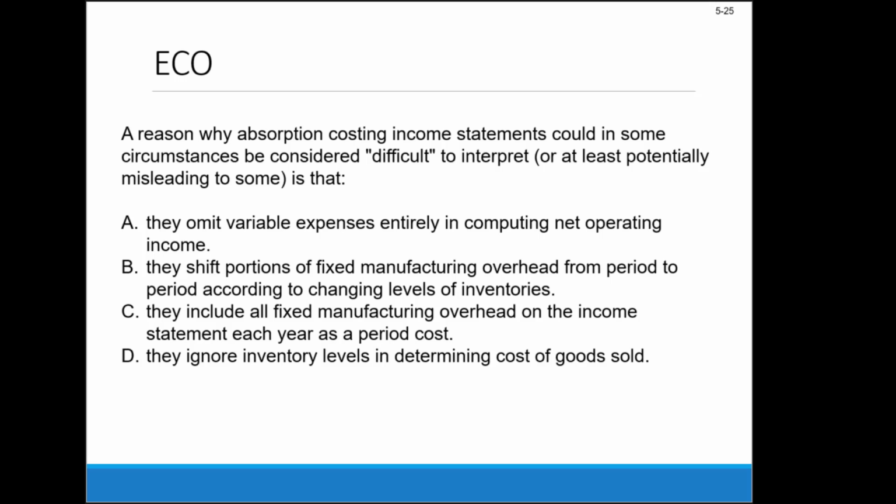So let's try another question here. A reason why absorption costing income statements could in some cases be considered difficult to interpret, or at least potentially misleading to some, is that what? A, B, C, or D here? Give that a thought. Pause this if you need to, and then we'll hit the answer. So the answer there is B. They shift portions of fixed overhead from period to period according to changing levels of inventories. Right? So it's not necessarily a matching of when the cost is incurred. It's more related to the timing of the sale of the units that are produced based on those costs, essentially.